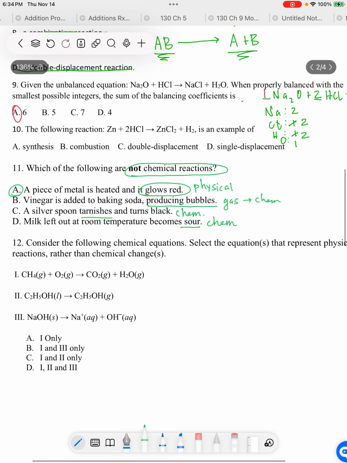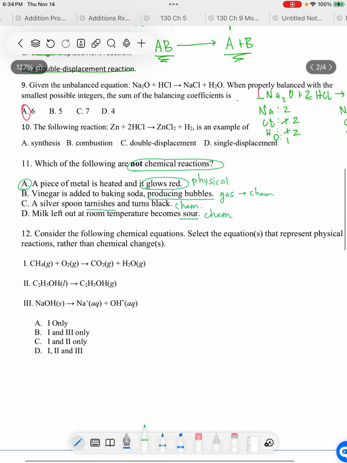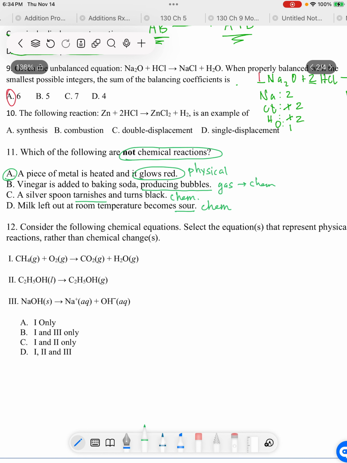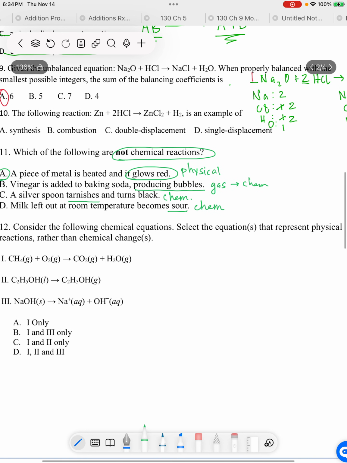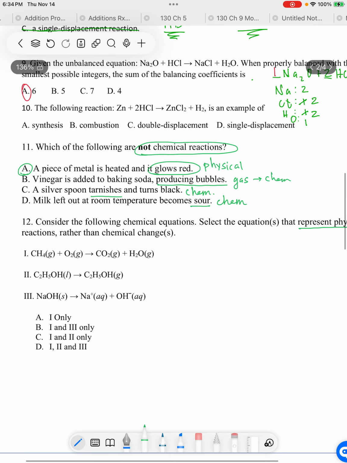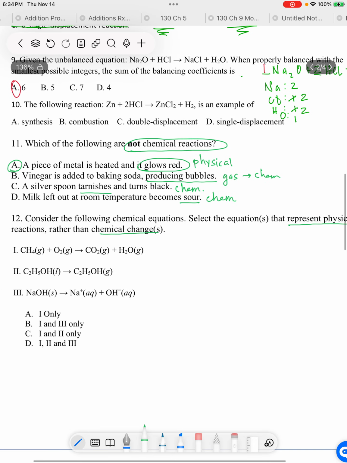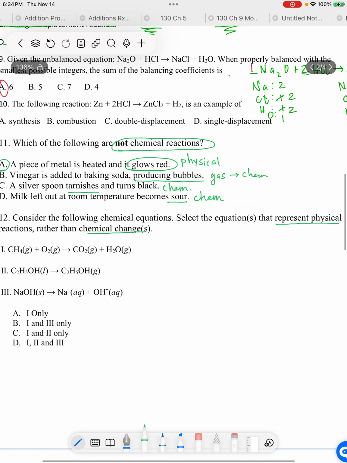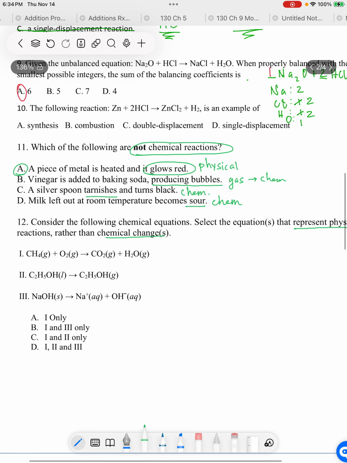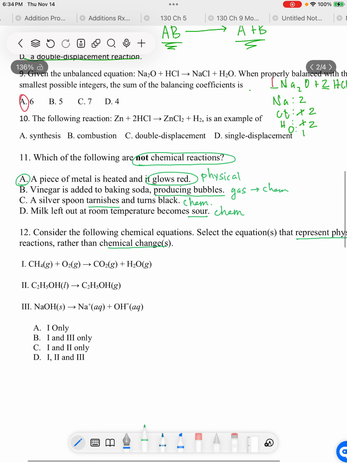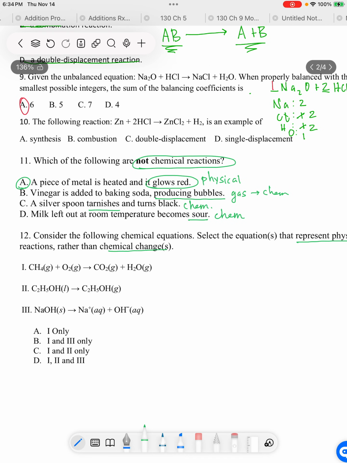Okay, number 12. Consider the following chemical equations. Select the equations that represent physical reactions rather than chemical changes. I kind of think you meant to say chemical reactions rather than physical changes. But okay, so this first one is a chemical change because we're creating new products.